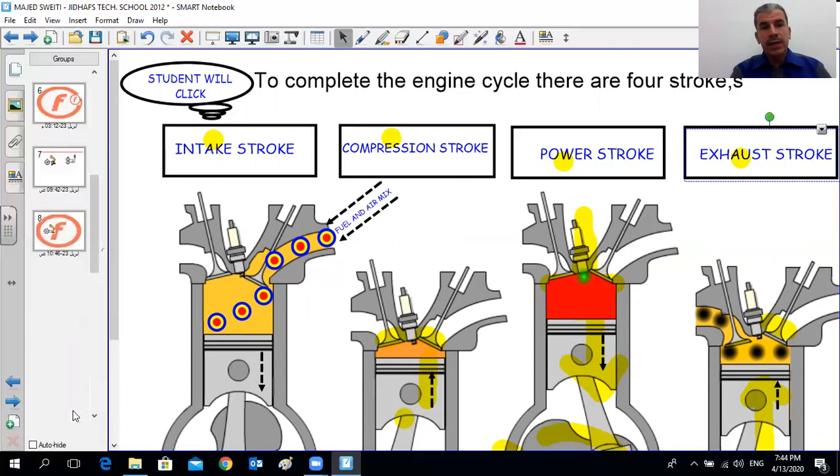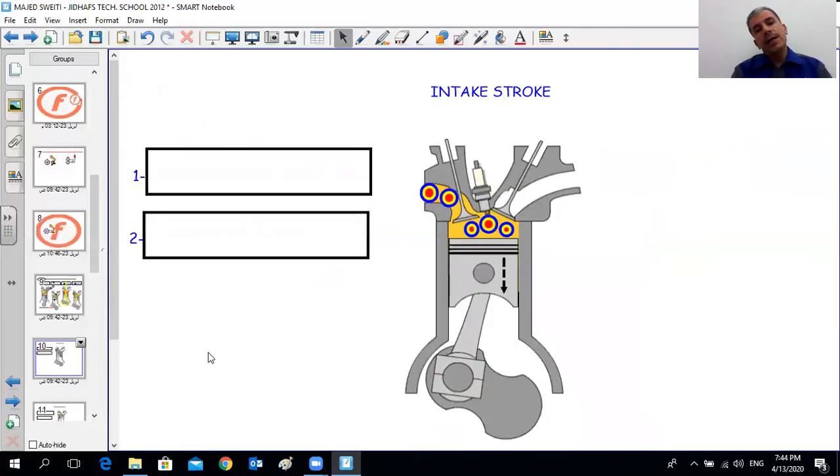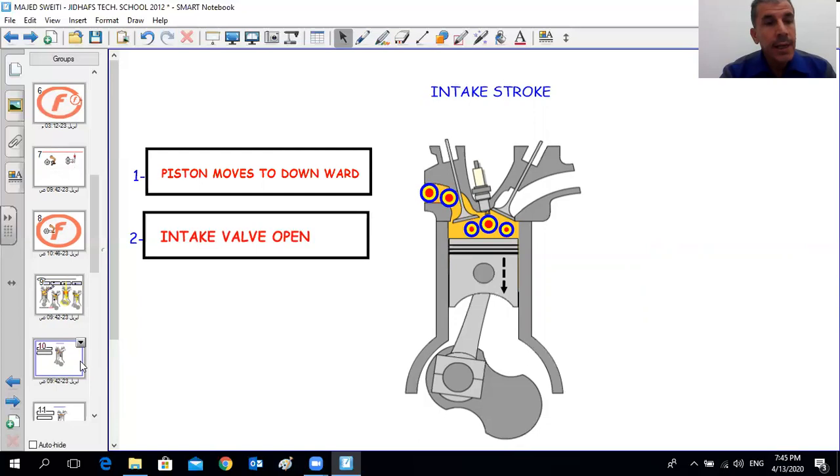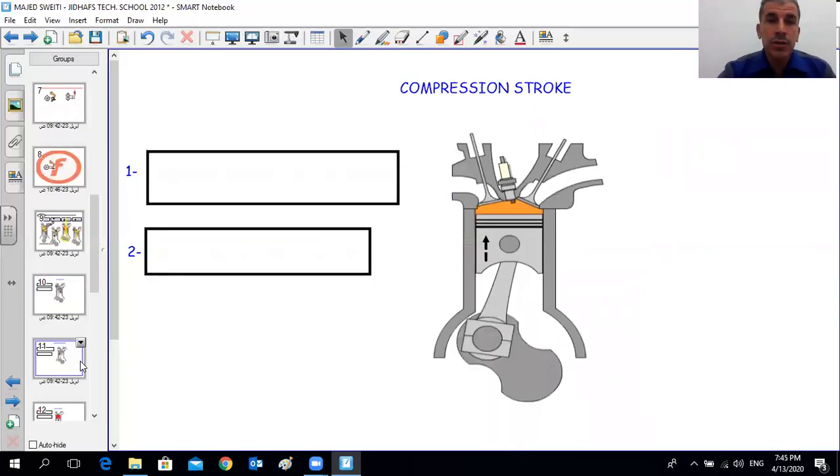Now let's check each stroke separately. In the intake stroke, the piston moves downward. Now, what's the position of the intake valve? The intake valve will be open. This is the intake valve. So, intake valve open.